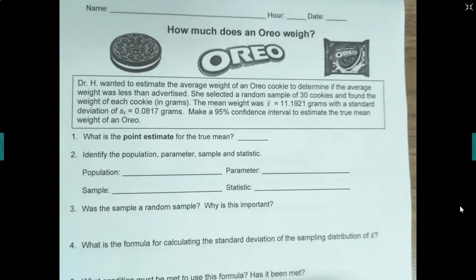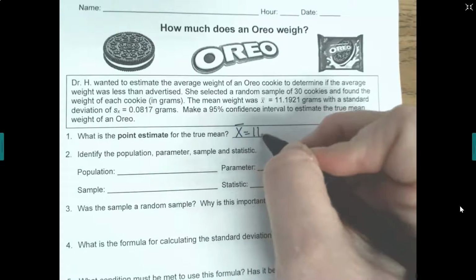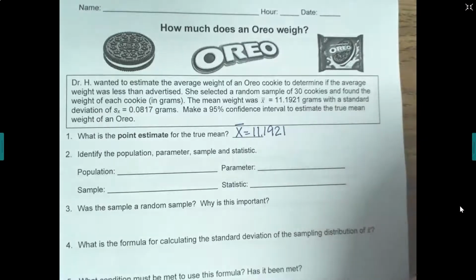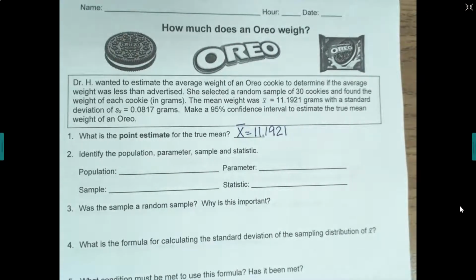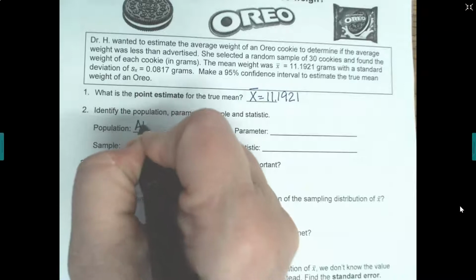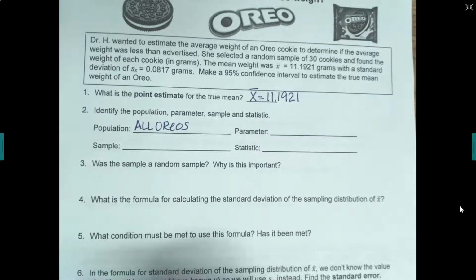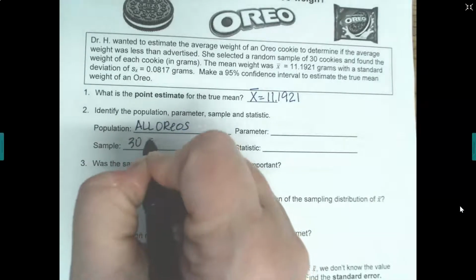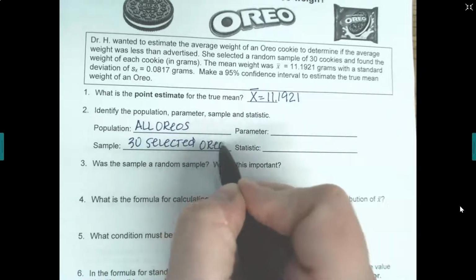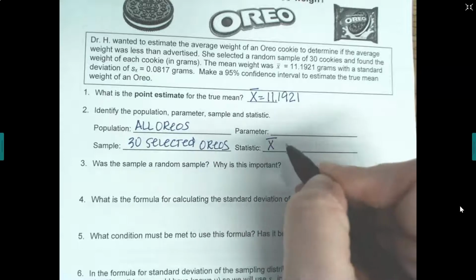So our point estimate for the true mean is our statistic, x bar equals 11.1921. If they give you that whole decimal like that, you should use that in all of your calculations. Don't shorten that up. Let's identify some important pieces of information. Our population here is all Oreos. Our sample was the 30 Oreos that I selected. Our statistic was that point estimate, that's our sample mean.